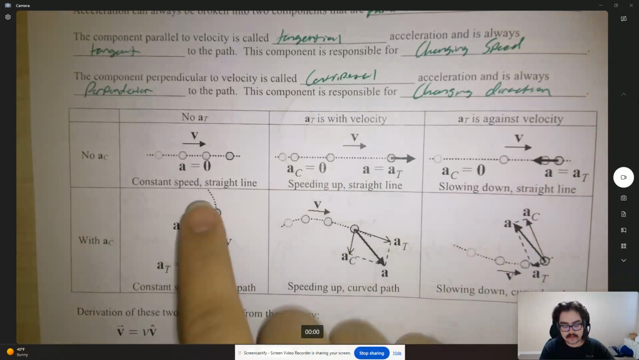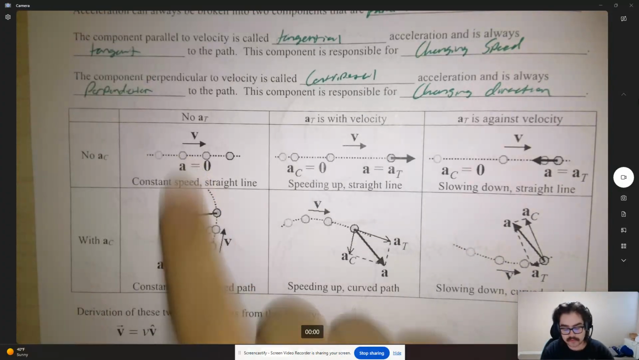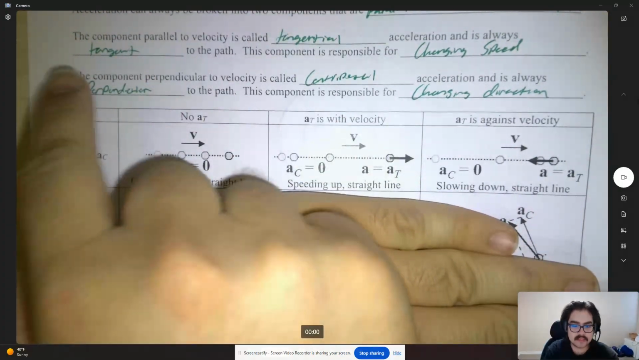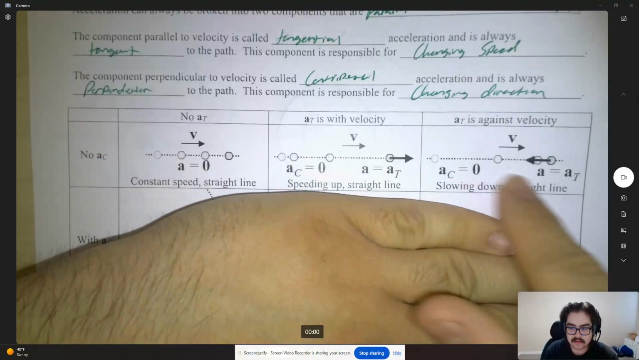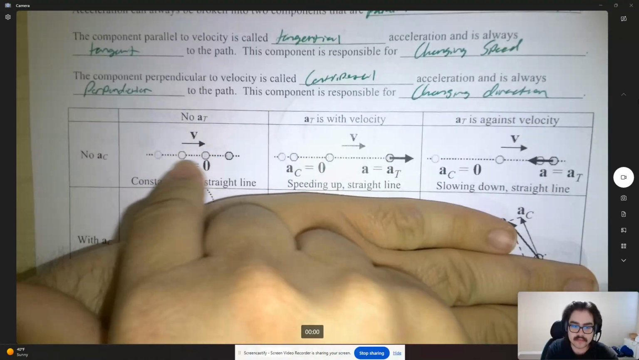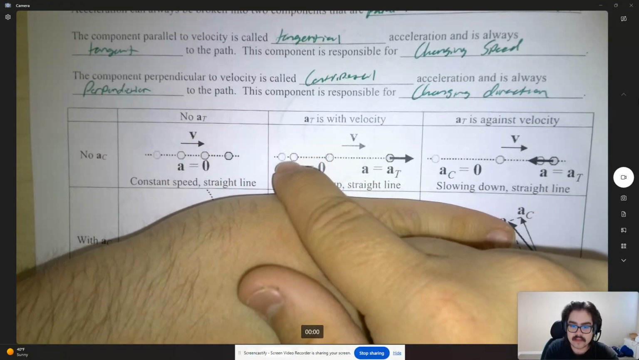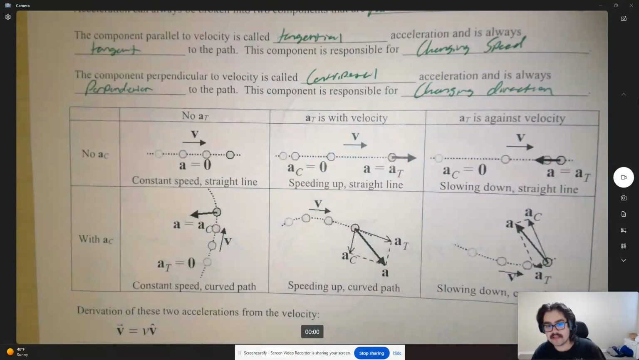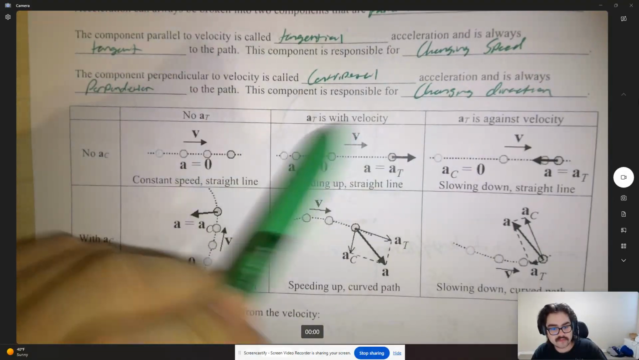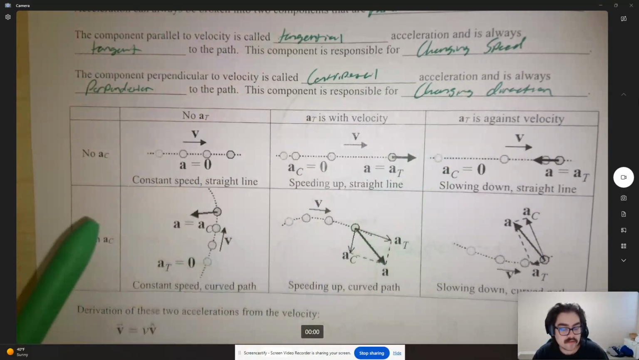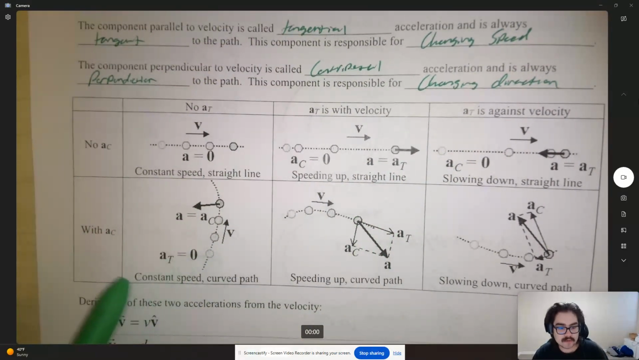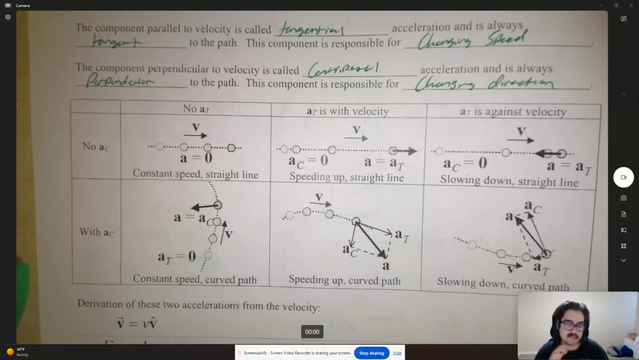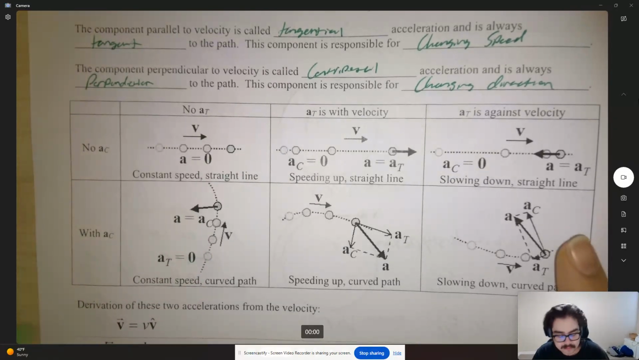right? But you can see that with no centripetal acceleration, this is basically examples that we've seen before, right? Where either constant speed, or maybe you're speeding up as you're moving in the line, or maybe you're slowing down as you're moving in the line, right? Depends on if your tangential acceleration is with your velocity or if it's against it, okay? Now, if you do have centripetal acceleration, then you should be moving in something of a curved path, maybe not perfectly circular, but it will be some sort of curved path.